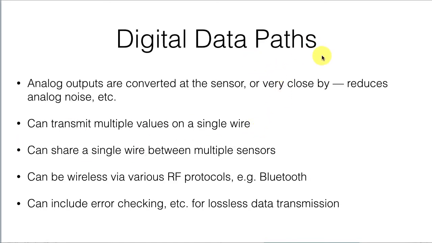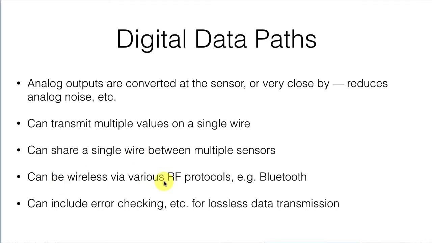Big advantages in going to digital data paths. Analog outputs are converted at the sensor or really close to the sensor, and that reduces the amount of analog noise because there's just less wire and less hardware out there in an electrically noisy environment. You can transmit multiple values on a single wire by using various data transfer protocols. So you can send not just more information, but you can share a single wire between multiple sensors.